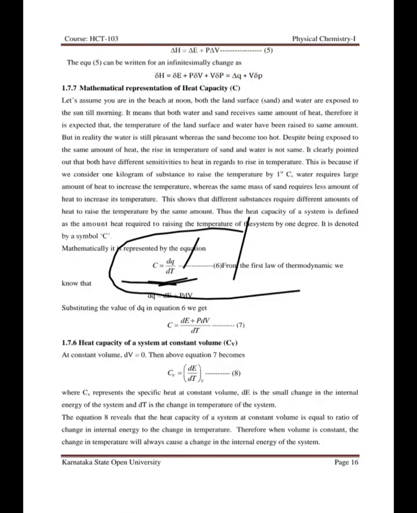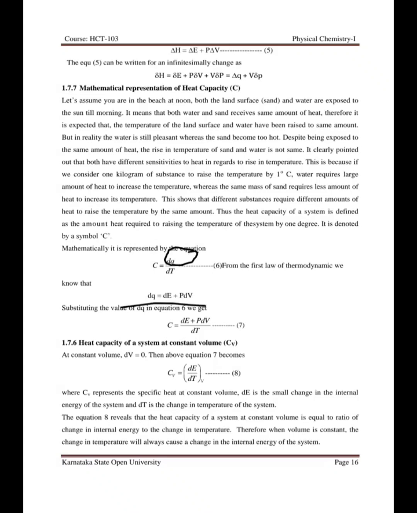So we have taken delta Q is equal to delta E plus P dV. If we substitute this equation in dq, we will get the equation C is equal to delta E plus PdV, where PdV is with respect to pressure and volume of the system, divided by delta T. That is equation 7 for the mathematical representation of the heat capacity.